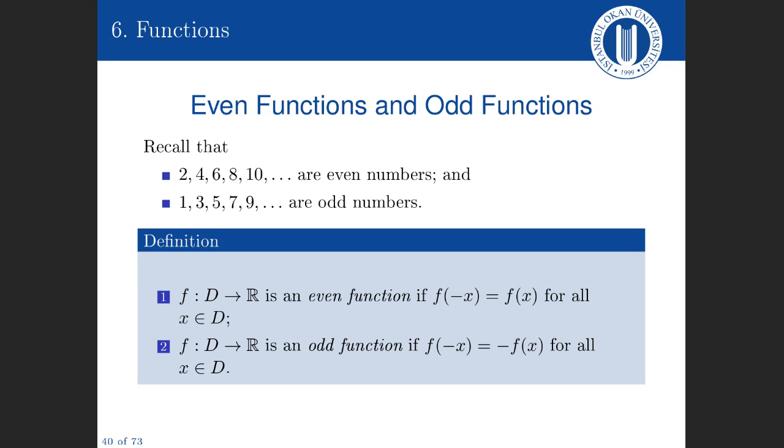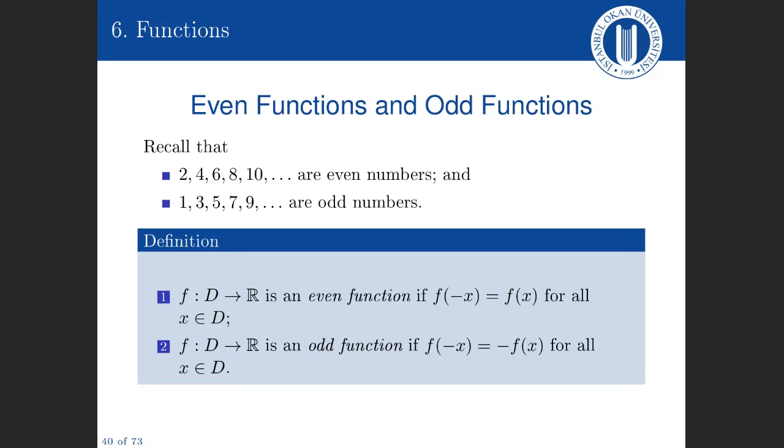We can classify some functions as even functions and some functions as odd functions. Let me quickly remind you, the numbers 2, 4, 6, 8, 10 are even numbers, and the numbers 1, 3, 5, 7, and 9 are odd numbers. For functions, these are the rules.